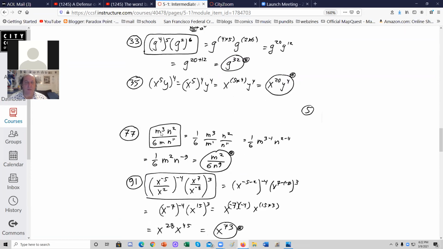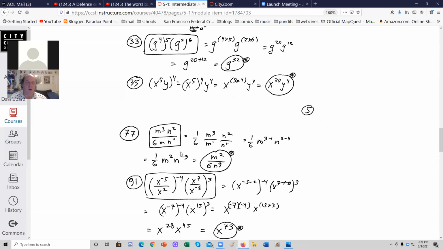Here we have m to the 3rd, n to the 2nd over 6m, n to the 11th. Now again, this m is m to the 1st in disguise, so we write it that way. 1/6, m to the 3 over m to the 1, n to the 2 over n to the 11. You take these powers, 3 minus 1, and here's 2 minus 11 for the n. So 1/6 m to the 2nd, n to the negative 9.